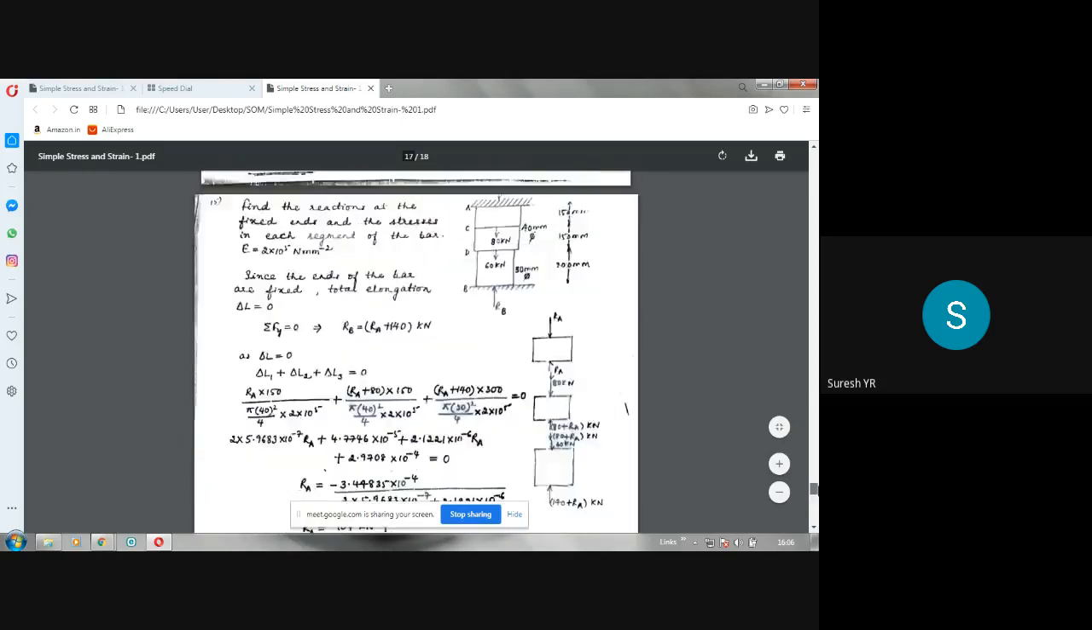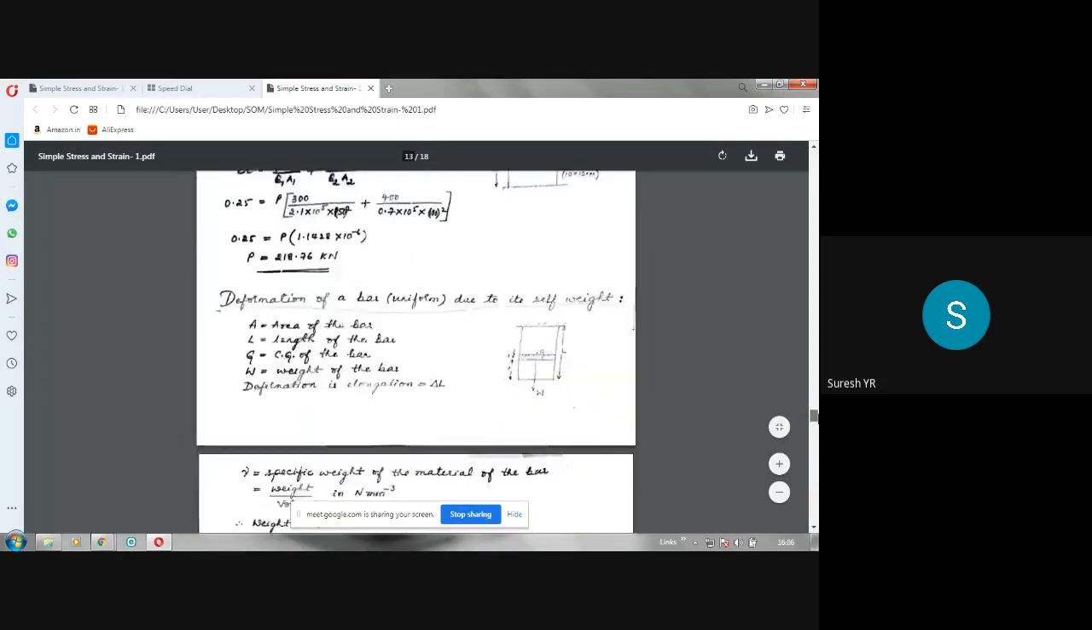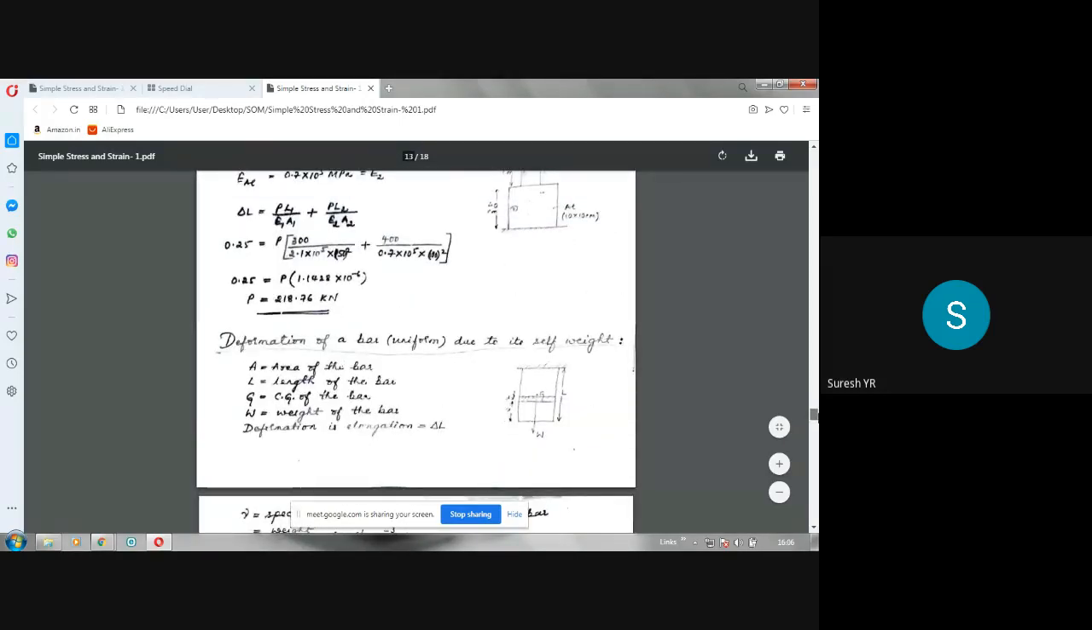Next class I am going to explain the deformation of a bar due to its self-weight. So the weight of the bar is also taken. Weight means density will come into the picture. At the center of gravity, weight will act. That we will see in the next class.